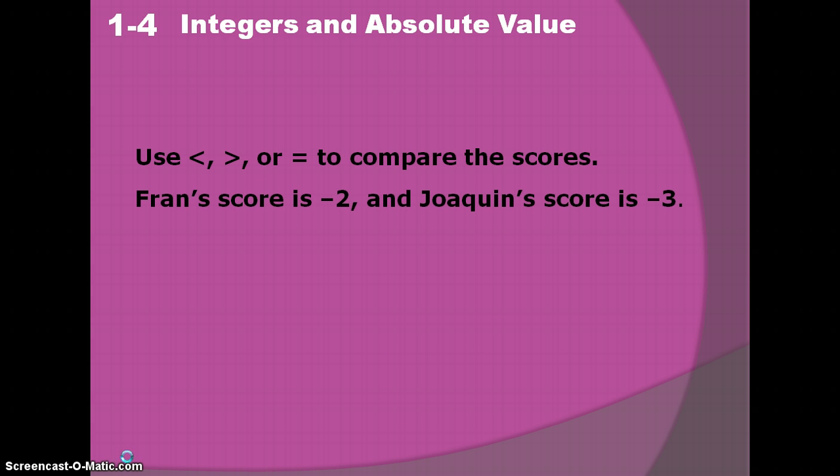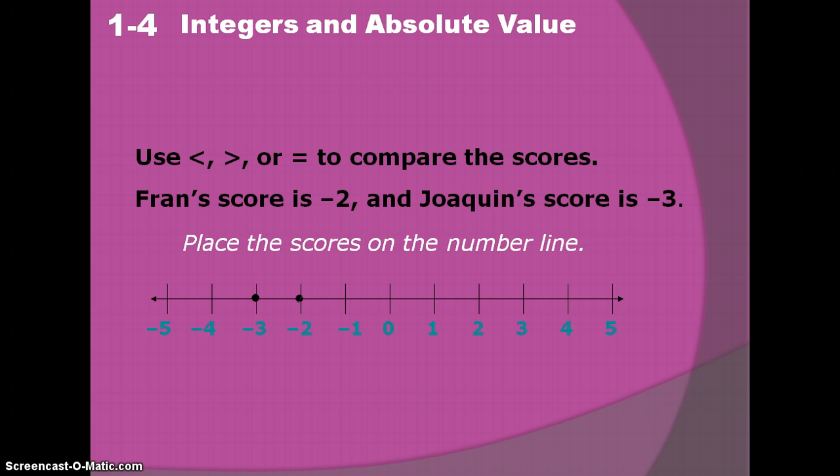Now we want to compare positive and negative numbers using either less than, greater than, or equal to. If Fran's score is -2 and Joaquin's score is -3, how would we compare -2 with -3? Well, if you think about money, if you lose $2 or you lose $3, it's better to only lose 2 than it is to lose 3. So we would say that -2 is greater than -3. If you look at the number line, you can see that -2 is one step closer to 0, making it the larger number.